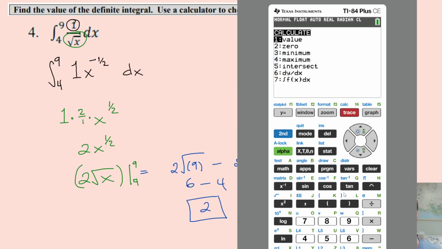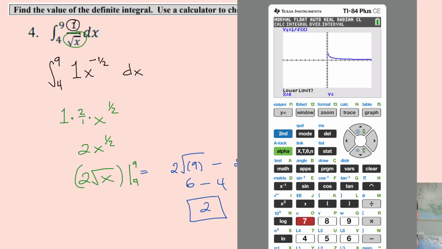And then hit second calc, option 7, and let's integrate from 4 to 9. And we see this little skinny sliver of area that's just above the x-axis. And it says the area is 2, and we got 2, so we're good. What about 5?